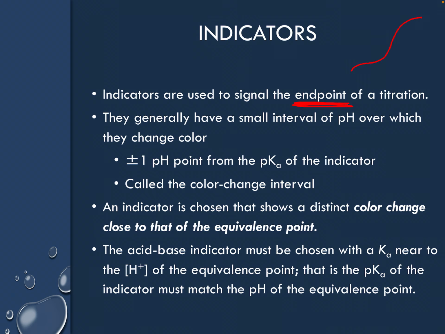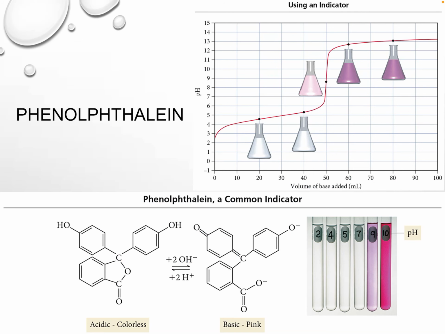And that sounds like a really wide range, but if you think about our titration curves, right, like if our titration curve looks like this, our pH range, like from 5 to 7, would be here. And that's not a very large difference in our volume. Okay, so the fact that it changes over plus or minus 1 pH point from the pKa is actually totally fine. You're still going to see a very sharp change in color. Again, we want the color change to be close to the equivalence point, which means that we want the pKa of the indicator to match the pH of the equivalence point.